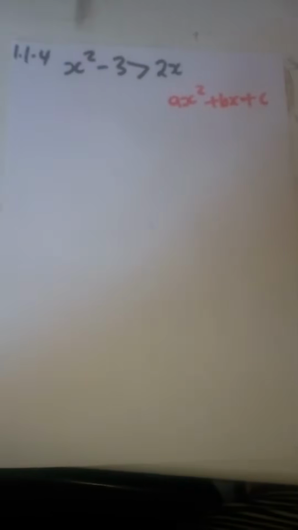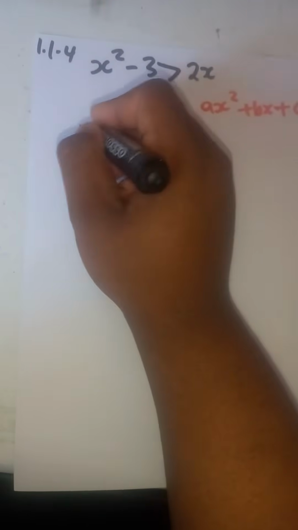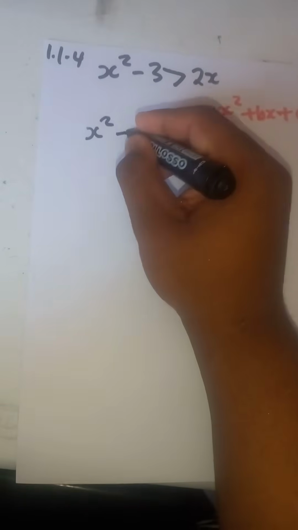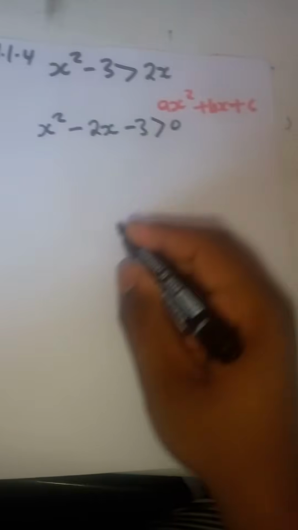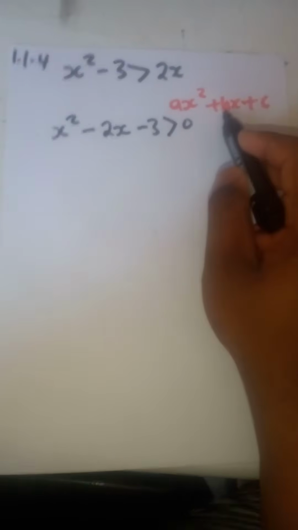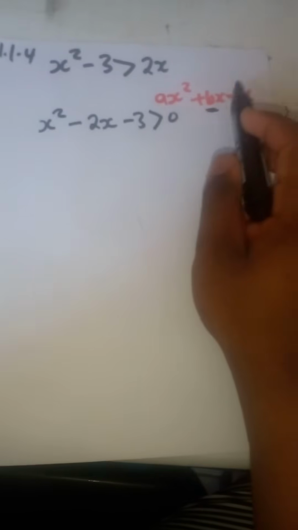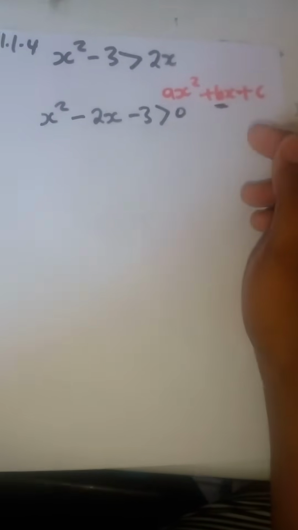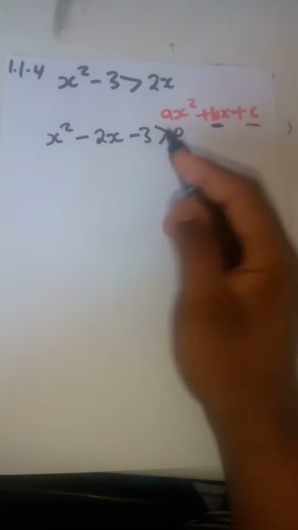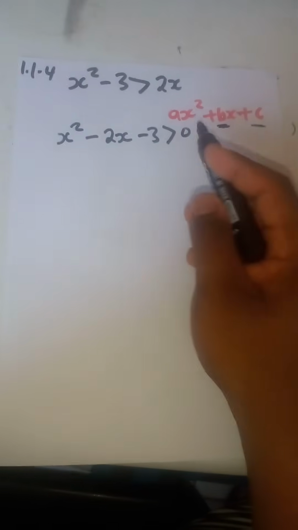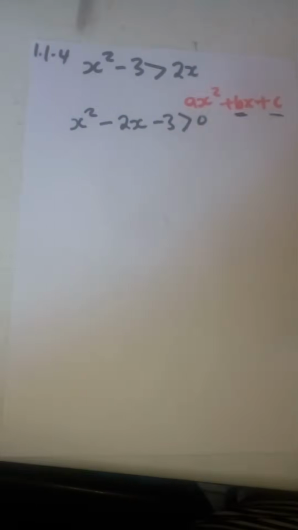So now it means I will have to take this 2x to the other side. So it will be x squared minus 2x minus 3 greater than 0. Because the 2x must be in the second position, as it is the one that has the coefficient of x. 2 is the coefficient of x, and c is a constant, so 3 is the constant. So in this case, the value of a is 1.